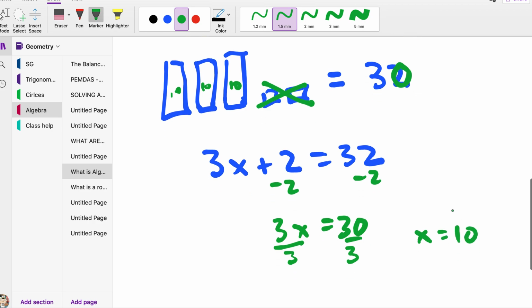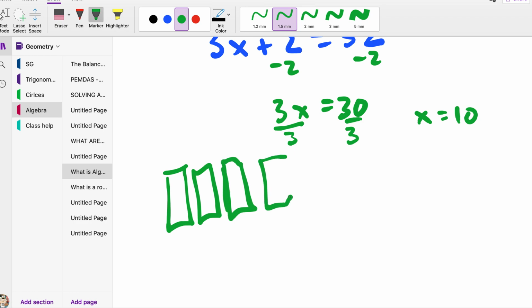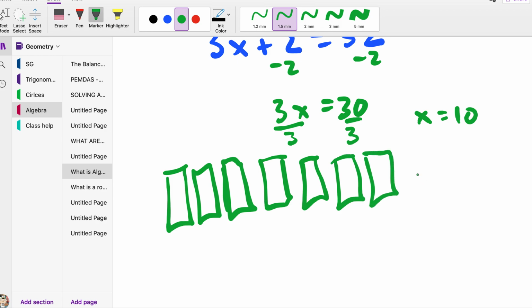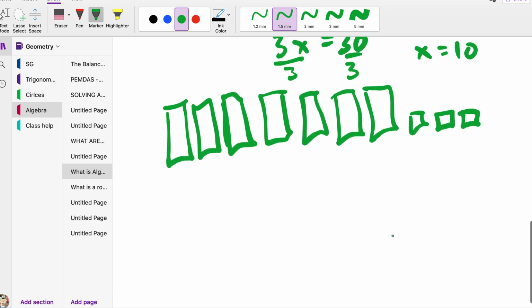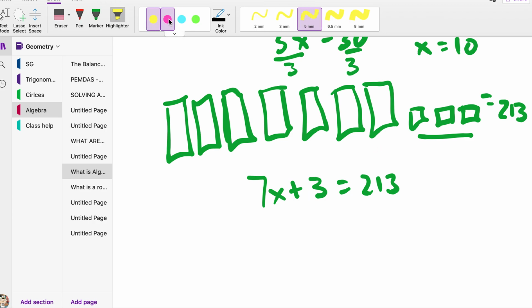So imagine if it's a really, really big amount and we don't want to do it in our head. Let's say we have 7 of them, and 3 left over. And this isn't even that big. What if there's 350 rows? We would say 7x plus the 3 left over equals 213, let's say. So again, what we're really doing here is manipulating actual objects.